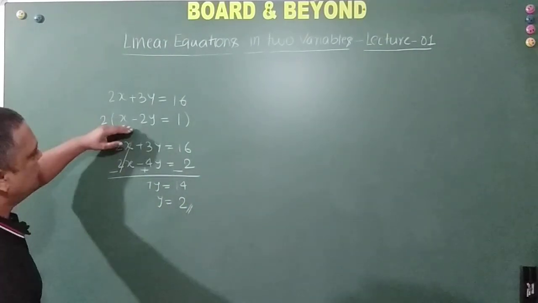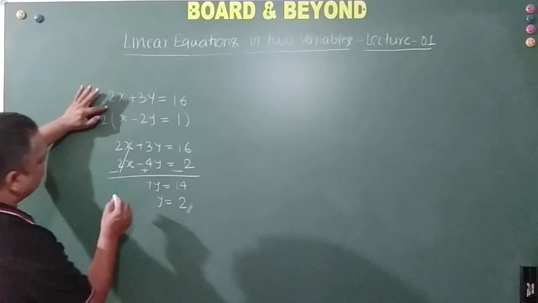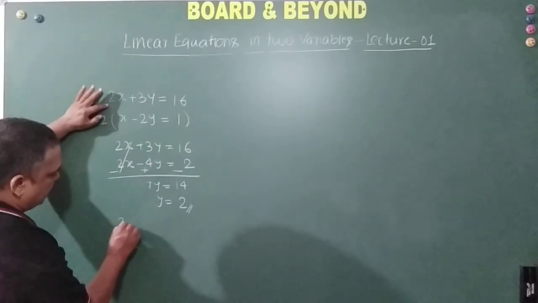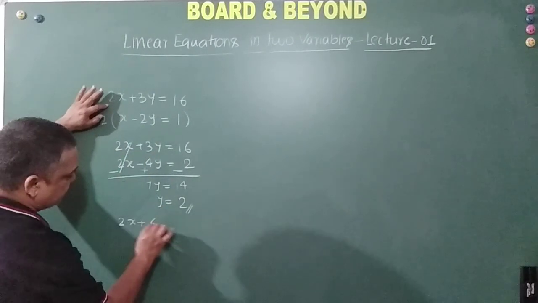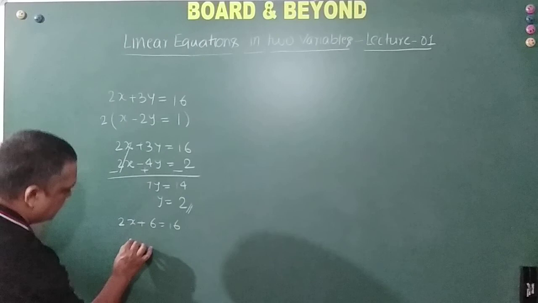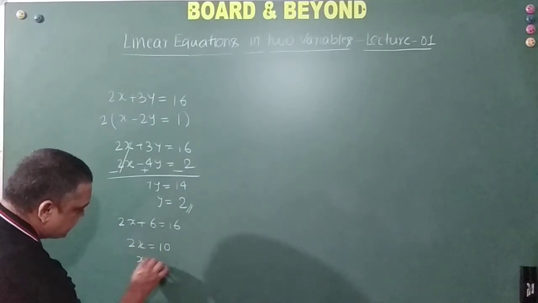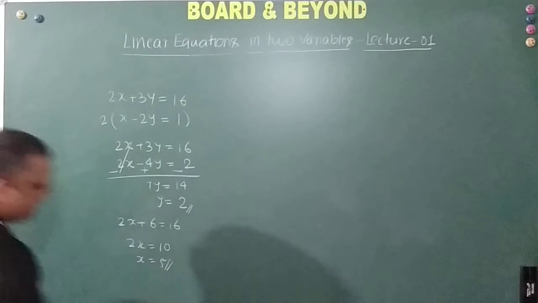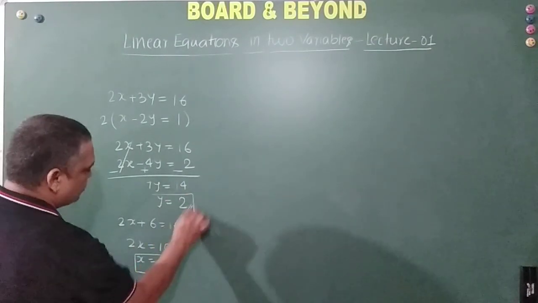Now putting the value of y here or in any one of the equations for that matter, right? So let's put it in the first one itself. 2x plus 3 into 2, that is 6, is equal to 16. So 2x is equal to 10. So x is equal to 5. Right? So we have got two values, x is equal to 5 and y is equal to 2.